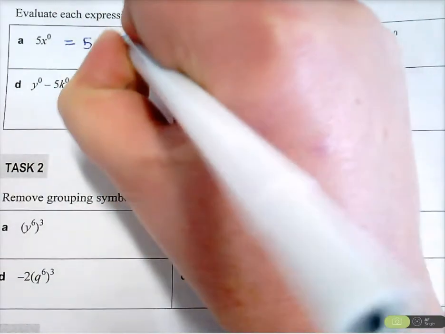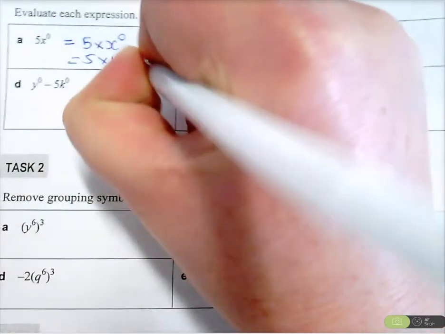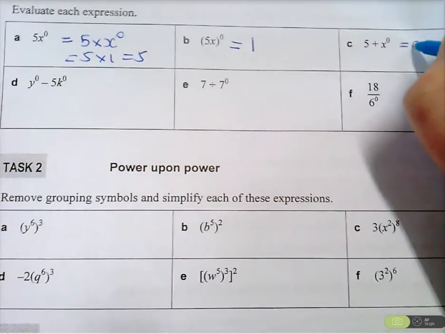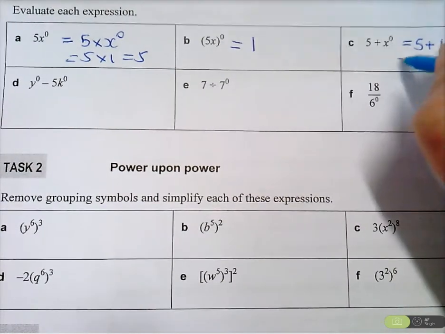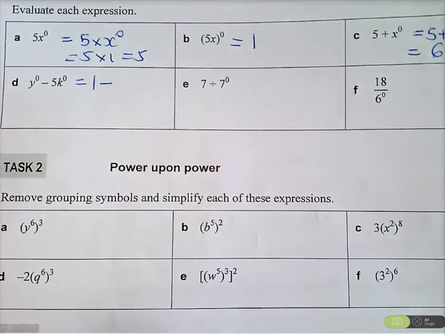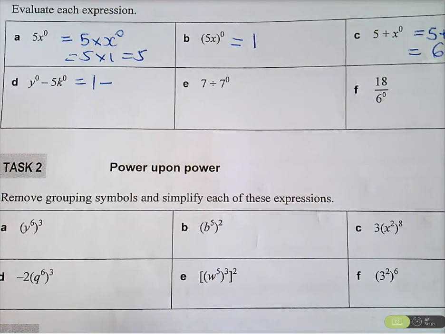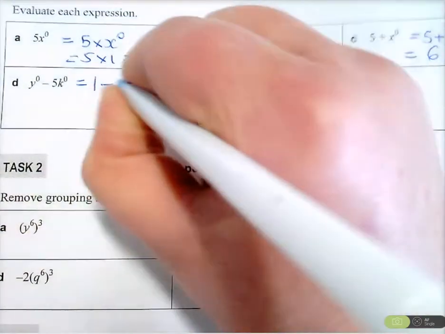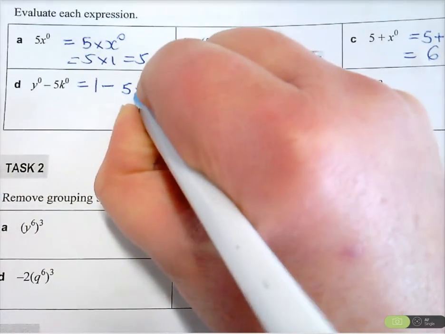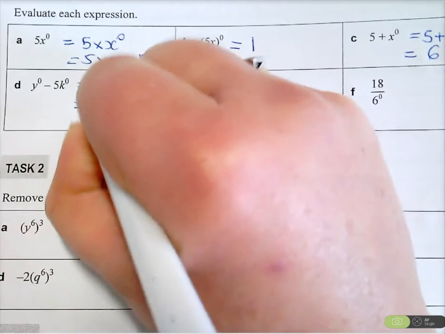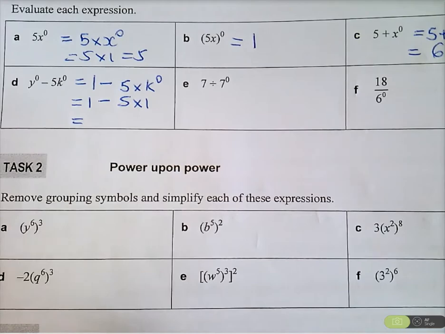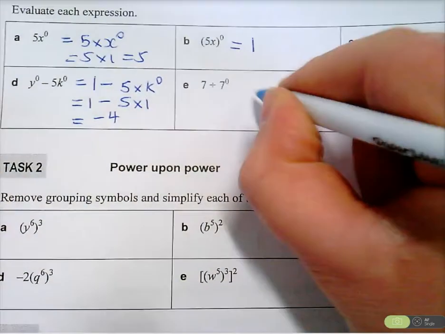5 times x to the 0, which is 5 times 1, which is 5. All of that's to the power of 0, which is 1. This will be 5 plus 1, which is 6. This will be 1 minus, be very careful. Is it all to the power of 0? No. Only it's 5. 1 minus 5 times k to the 0. 1 minus 5 times 1. What's 1 minus 5? Negative 4.